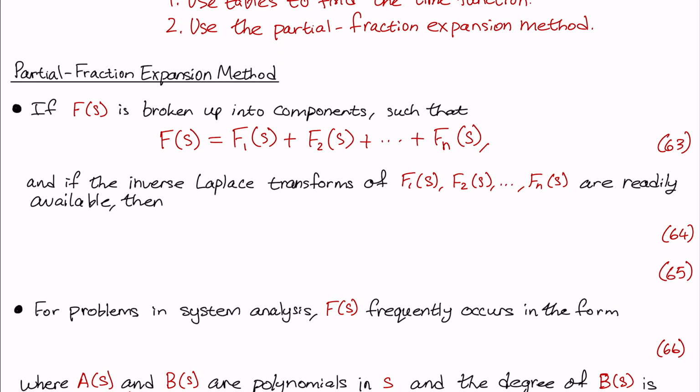And then if the inverse Laplace transform of those components is readily available, then we can find the inverse Laplace transform of our original function F(s) as being the inverse Laplace transform of each of those components.